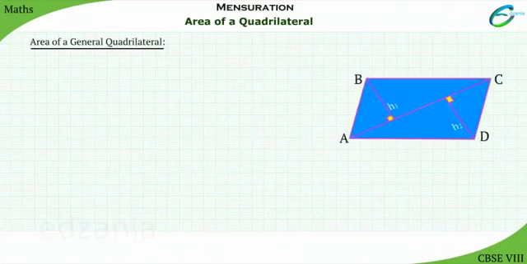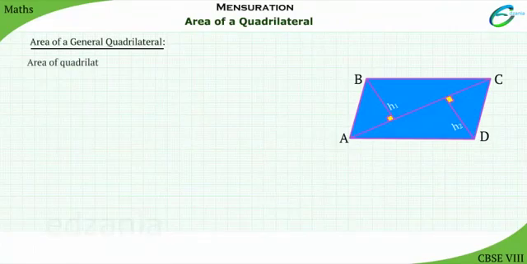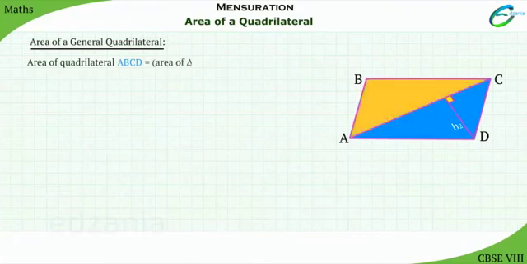Let us consider the quadrilateral ABCD. From the figure, the area of the quadrilateral ABCD is equal to the sum of the areas of triangle ABC and triangle ADC.